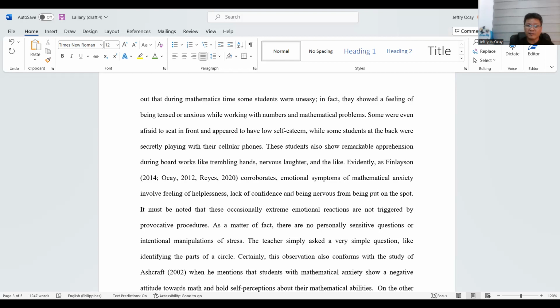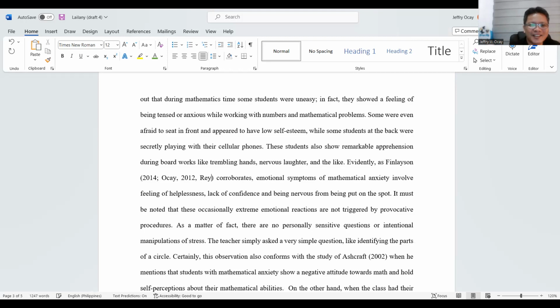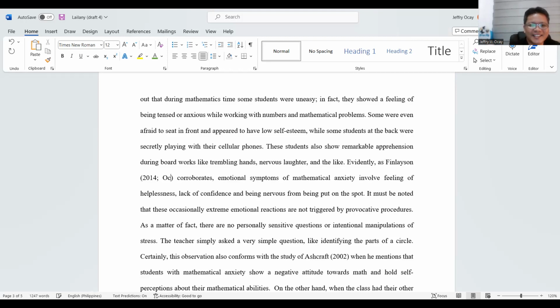Of course, you may do this if it's necessary, if you really want to show that there are several scholars who corroborated your findings, your contention, your position. But if your intention is simply to impress your readers, you need not do that. One source is enough, I should say.